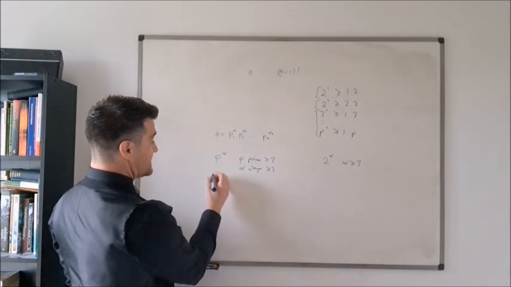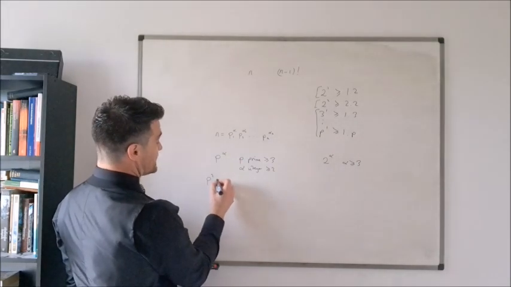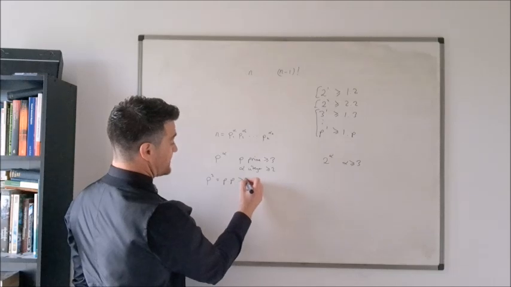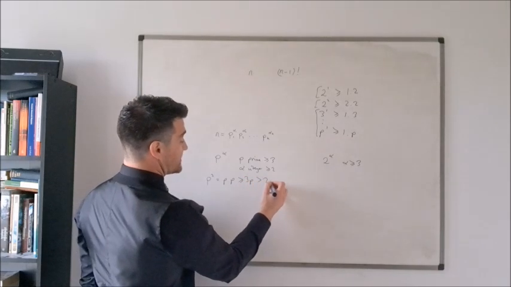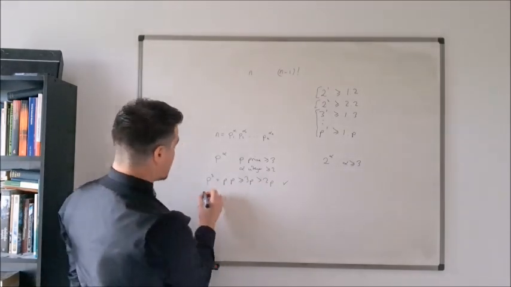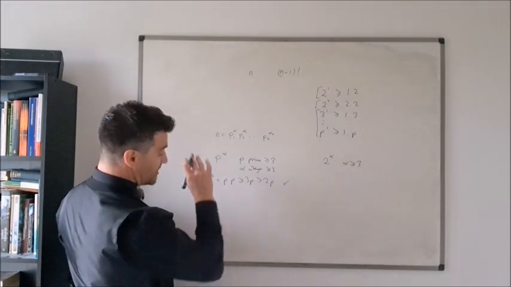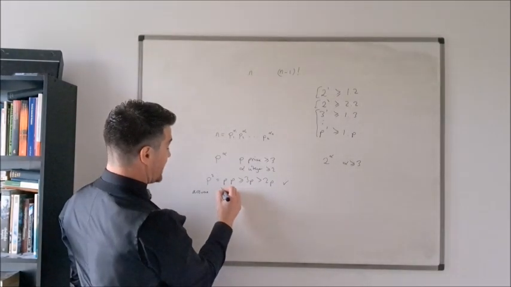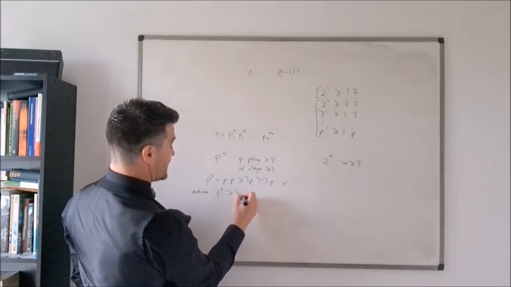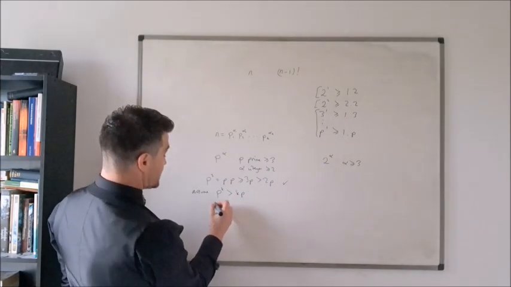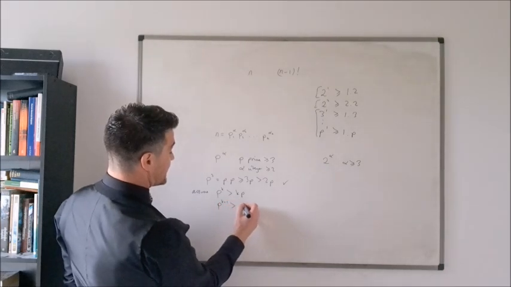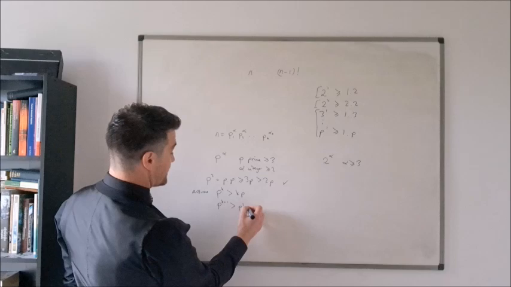The base case here is p squared. P squared is equal to p times p. P is greater than or equal to 3, so that's going to be greater than or equal to 3p, which is greater than 2p. Okay, so that's the base case proved. So now assume for some fixed k that p to the power of k is greater than k times p. So that means that p to the power of k plus 1 is greater than p times k times p.